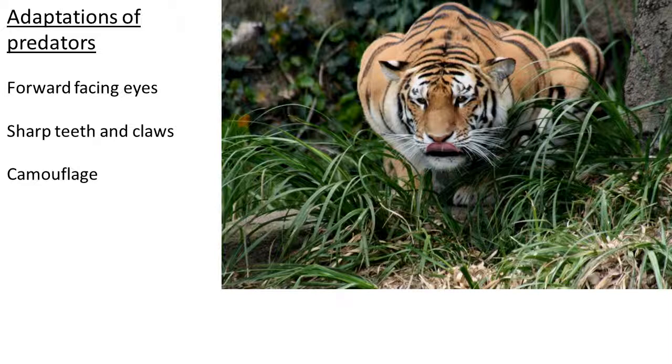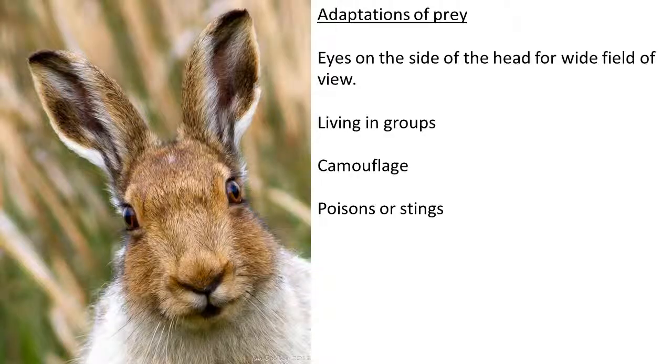Adaptations of prey include eyes on the side of the head. Now this gives them nearly 360-degree vision, and this makes it really difficult to creep up on them. They often live in groups, like flocks or herds or shoals, and this makes it difficult for a predator to zero in on one particular creature. And it also means that one or a few could act as a lookout while the others feed. Camouflage helps them stay hidden from predators, and some prey animals have also developed stings or poisons to prevent attacks from predators.